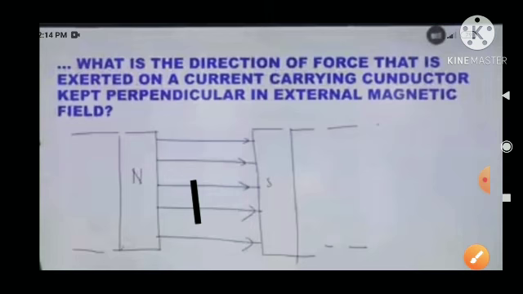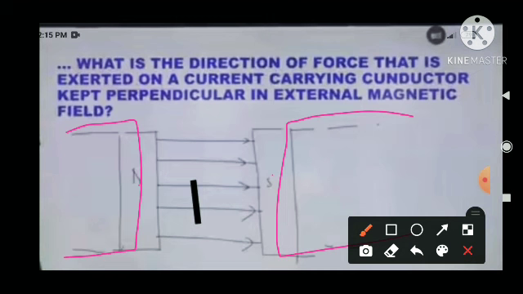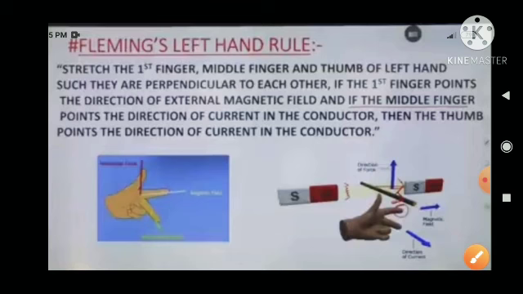What is the direction of force exerted on a current carrying conductor kept perpendicular in an external magnetic field? In the external magnetic field there are two magnets: the north pole of the first magnet is here, and the south pole of the other magnet is here. When a current carrying conductor is placed in this magnetic field, what is the direction of the force? How can we find it? By Fleming's left hand rule.